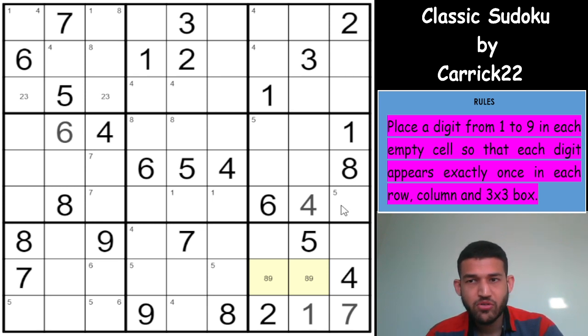So let's continue now making center candidates. 4 5 8 9 1 2 7. So we need a 3 and a 6 in this box, and that completes the box. So with this 6 we can remove this, make it a pair.